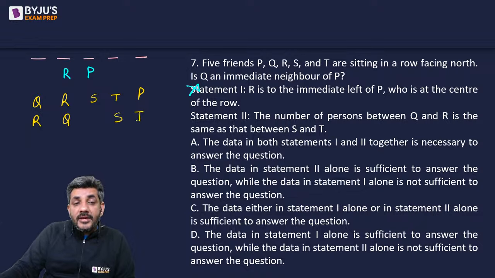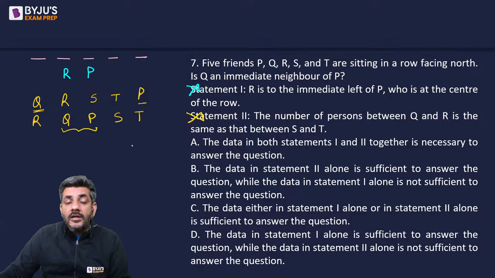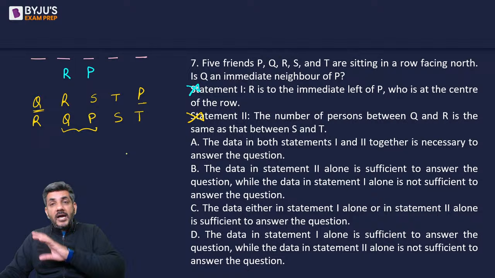S and T can be here such that P is here. So Q and P can be neighbors. Q and P might not be neighbors. So even the second statement alone is not sufficient to answer the question. So I have to now combine the two statements.